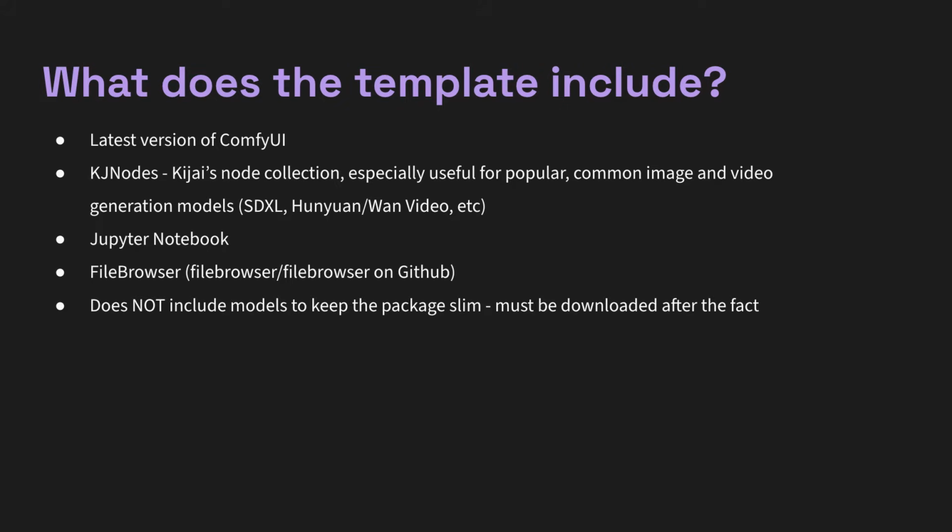So here's a brief description of the new template. It includes the latest version of ComfyUI, KJ nodes for easily inferring with popular common and image models, Jupyter Notebook for convenient file I/O and terminal access, as well as an additional, more efficient and user-friendly UI called FileBrowser that handles file transfer better than Jupyter does.